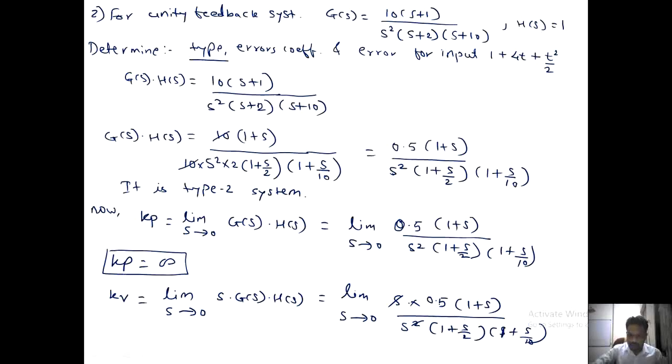So finally, Kv is equal to 0.5 by 0, which will be again infinity. The same rule: something by infinity is 0, and something by 0 will be infinity. Here we got 0.5 by 0, so that is infinity. So Kp is over, Kv is over.